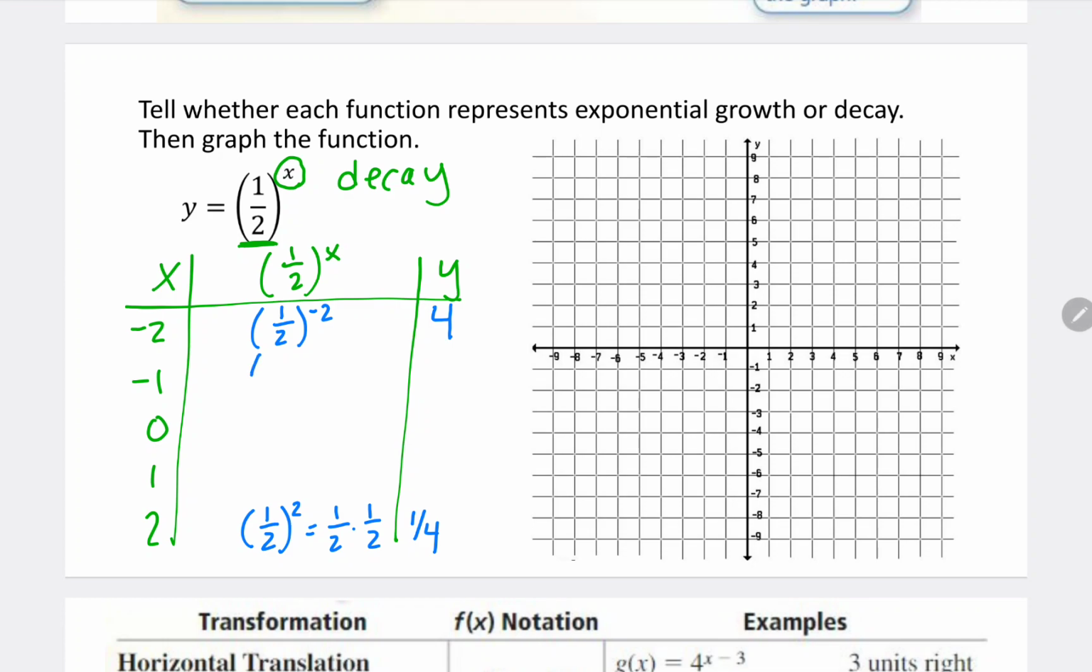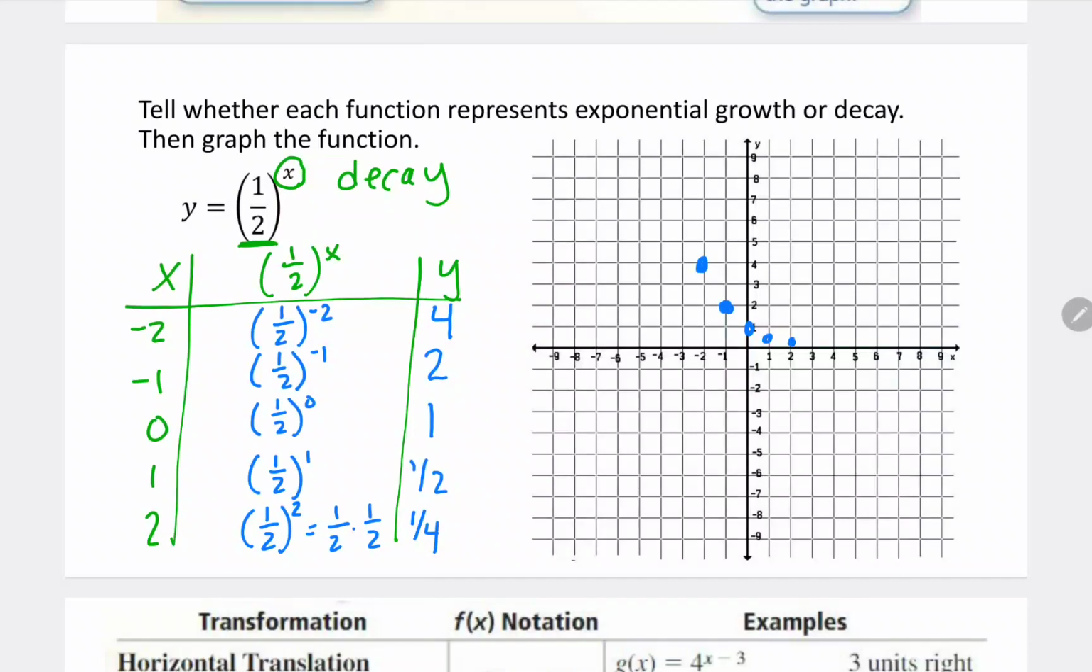So 1/2 to the negative first power is going to be the reciprocal of 1/2 to the positive first power. 1/2 to the first power is 1/2. 1/2 to the negative first power then would be the reciprocal of that, or 2. And anytime we raise something to the 0 power, that answer is 1. So we have all of the points we're starting off with. We've got -2, 4; -1, 2; 0, 1; 1, 1/2; 2, 1/4.